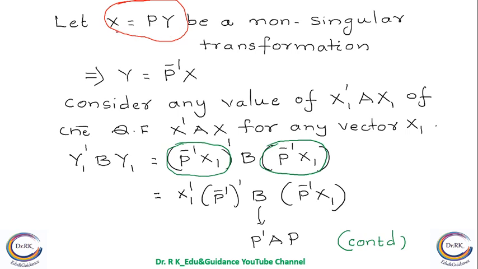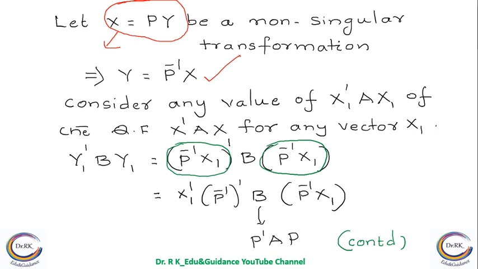So now if we pre-multiply this by P inverse, right? Then what we get, P inverse X equal to P inverse into P, that is I, into Y, which is nothing but Y equal to P inverse X. So now what we have to prove? We have to prove the range of values of both quadratic forms are the same, right?